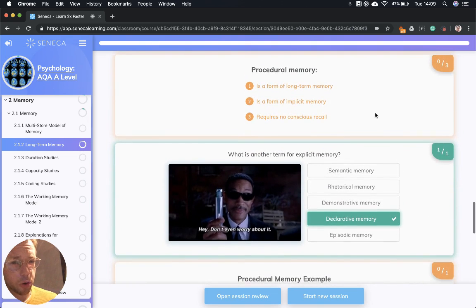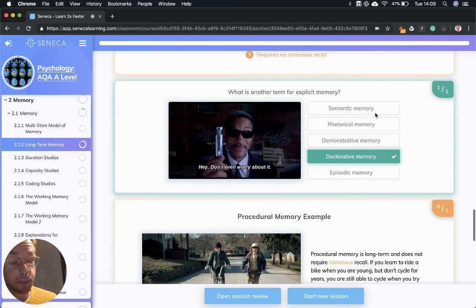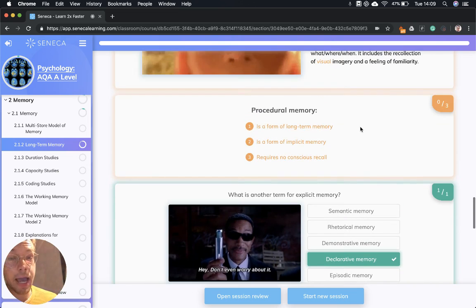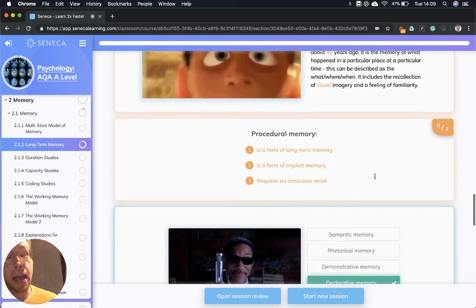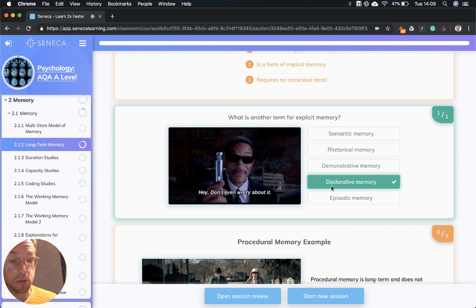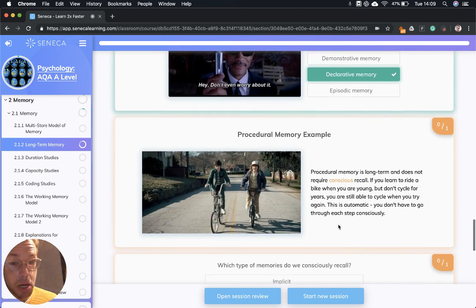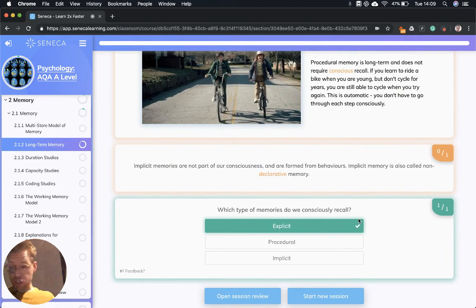So do you remember what procedural memory is? It is a type of long-term memory. It's an implicit memory, but that's the one that doesn't require any conscious recall. So procedural memory, no conscious recall, whereas episodic and semantic memory do require conscious recall because they are part of explicit memory. So that brings us to the end of this revision episode.